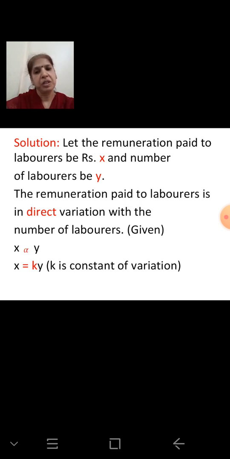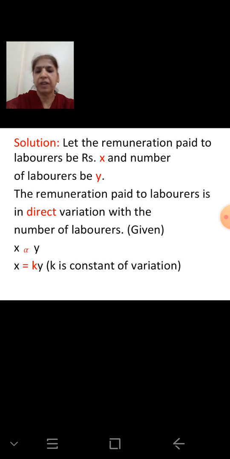So first we will say, let the remuneration paid to laborers be rupees x and the number of laborers be y. Next, the remuneration paid to laborers is in direct variation with the number of laborers. It is given, so we are writing given. Once we write what is given in words, write using the symbol of variation. So x varies directly as y.